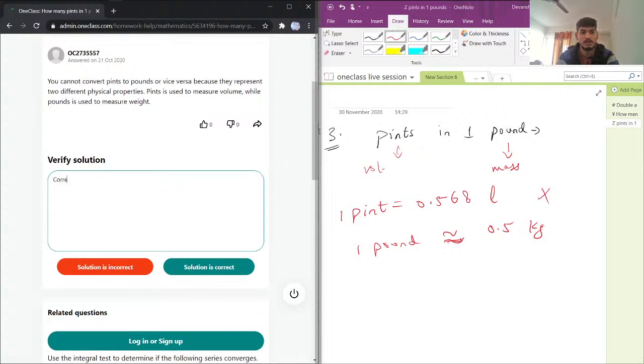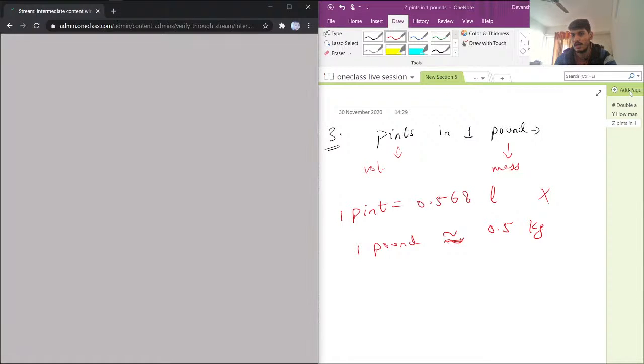So correct. Great job. Solution is correct.